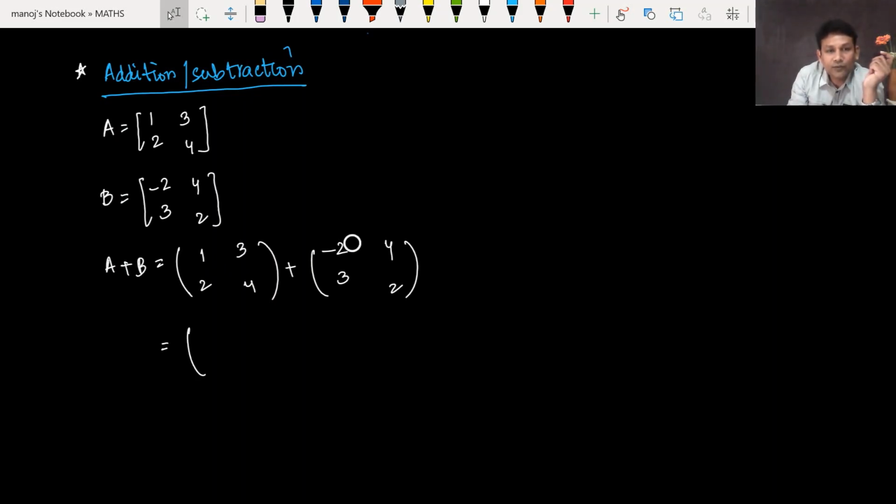That gives 1 plus minus 2, plus minus is minus, so it's -1. 3 plus 4 is 7. 2 plus 3 is 5, and 4 plus 2 is 6. That is called the addition.